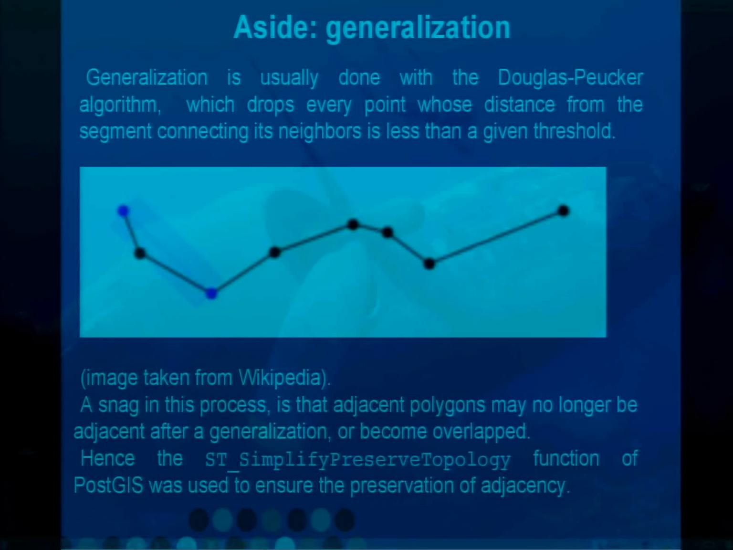Now, that's fine if you have one polygon. If you have, as we had, polygons which are contiguous to each other, then the generalization of one polygon may be different from the generalization of the polygon adjacent to it. So you will end up having gaps or overlaps. You don't want to have that. So that's why we use the ST_SimplifyPreserveTopology function of PostGIS. Of course, all the spatial pre-processing was done in PostGIS.